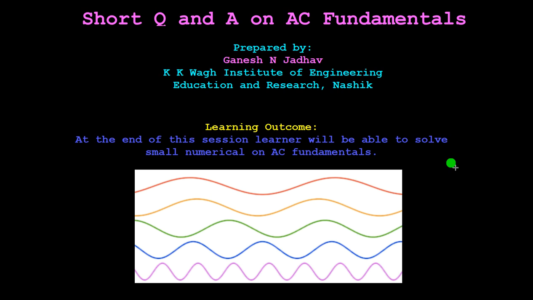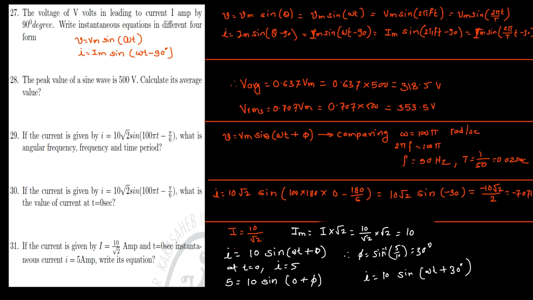So what is the learning outcome of today's session? At the end of this session, the learner will be able to solve the small numericals based on AC fundamentals. So this is the part 2. Earlier we have completed the part 1.